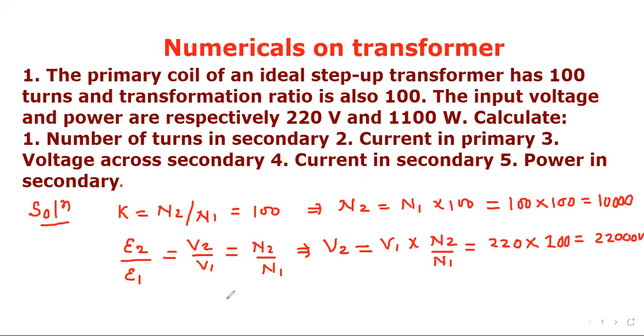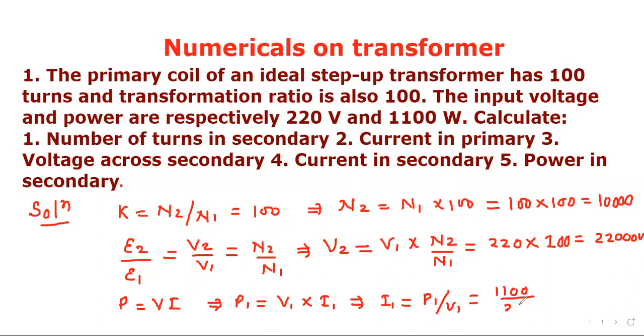The next point is to find the current in primary. We know power equals VI or EI. So P1 equals V1 times I1. From here we can get I1 equal to P1 divided by V1. P1 is given as 1100 watt divided by V1, which is 220. So from here we get 5 ampere.